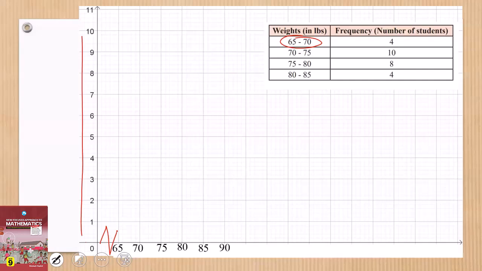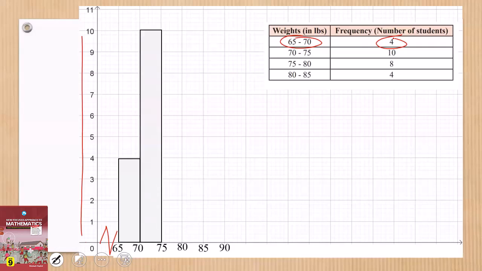Okay, and since we are not starting from the origin, from 65 to 70 we create a bar, and the bar rises up to 4 on the frequency scale. Then from 70 to 75 we have 10, so that one goes to 10. We draw it nicely there. Then from 75 to 80 we have up to 8. Okay, then finally we have 80 to 85 up to 4, so we get it up to 4 like this. And so that is the histogram.